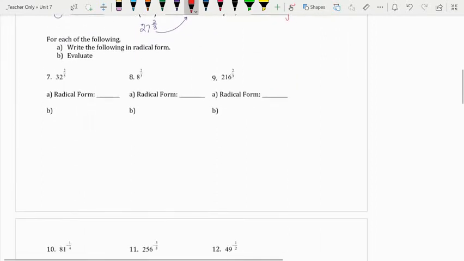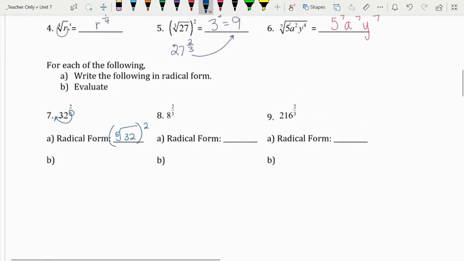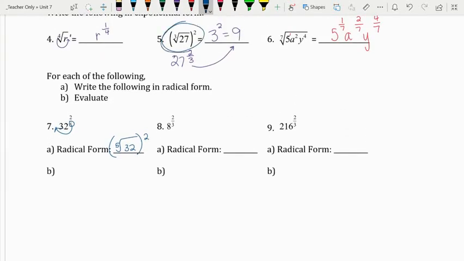All right, so for the next part, we are going to write the following in radical form, and then we are going to actually evaluate it. Okay, so for this one, radical form, remember we're going to take that product, throw it in front, and now we have the 5th root of 32 squared. Okay, now we can write it more like what we did up here, right? So you're welcome to write it.